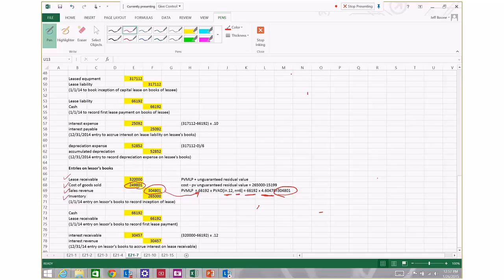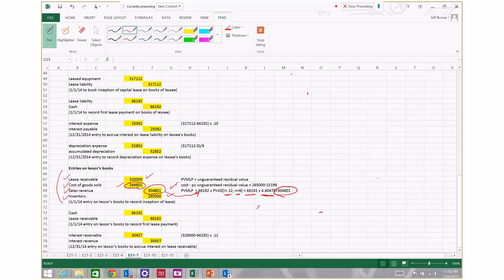So the entry that the lessor makes to book the capital lease at the inception of the lease: debit lease receivable $320,000, debit cost of goods sold $249,801, credit sales revenue $304,801, and credit inventory $265,000.